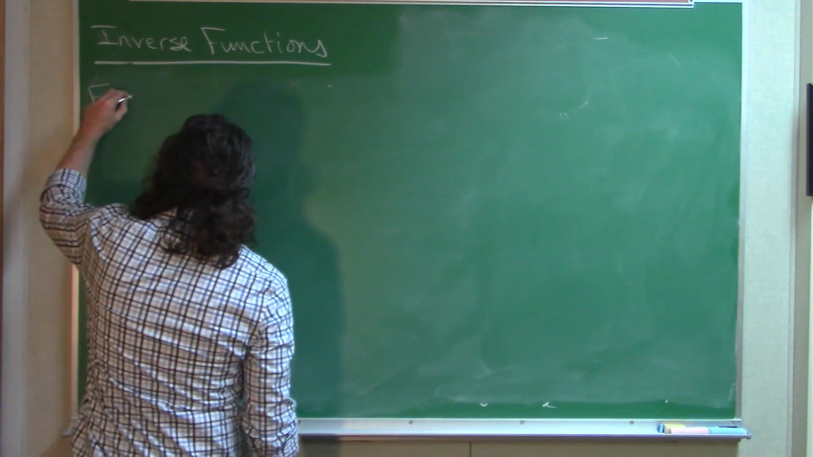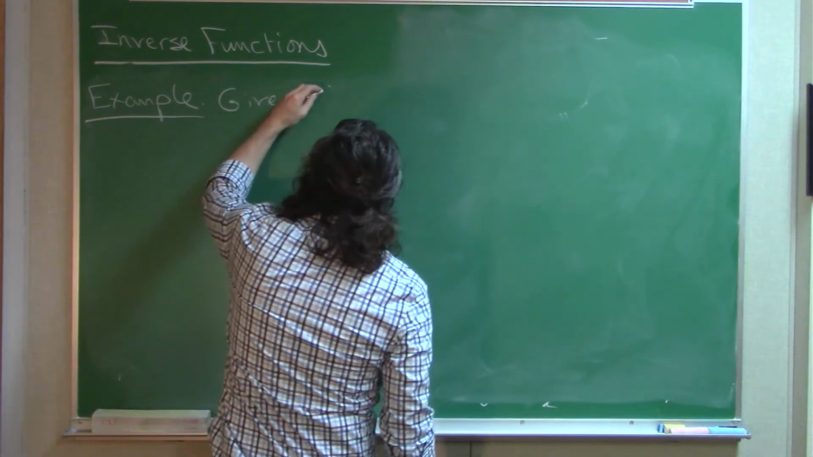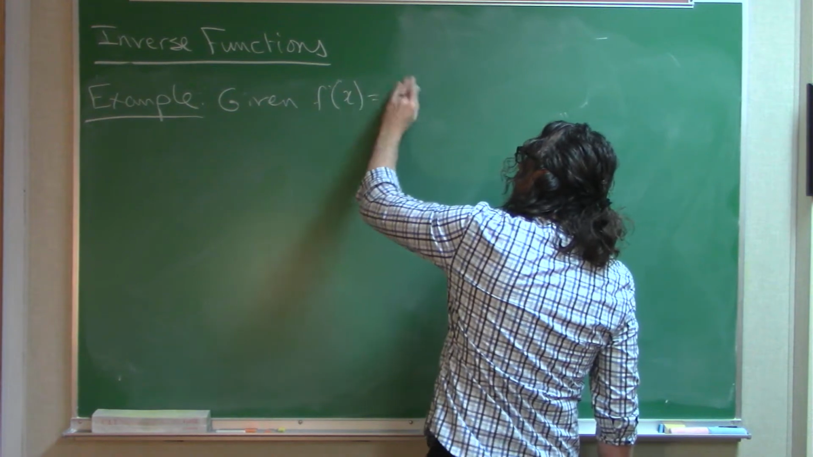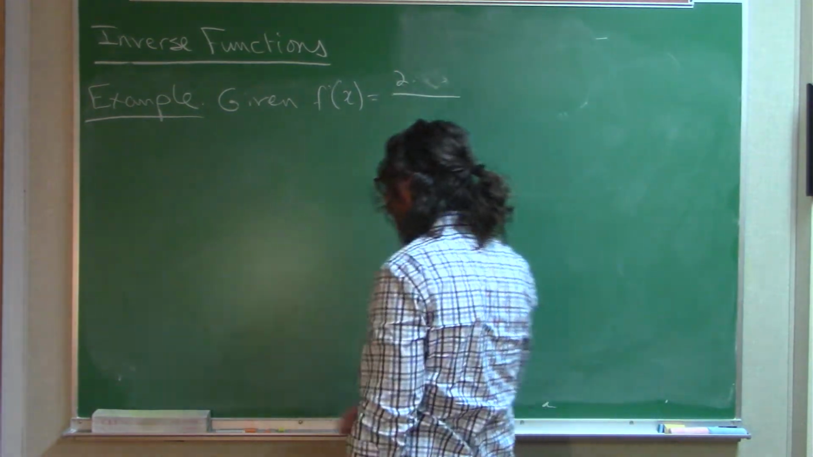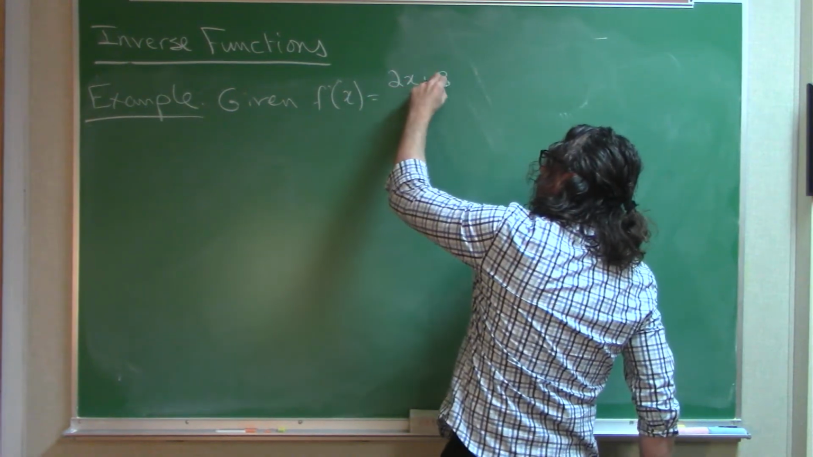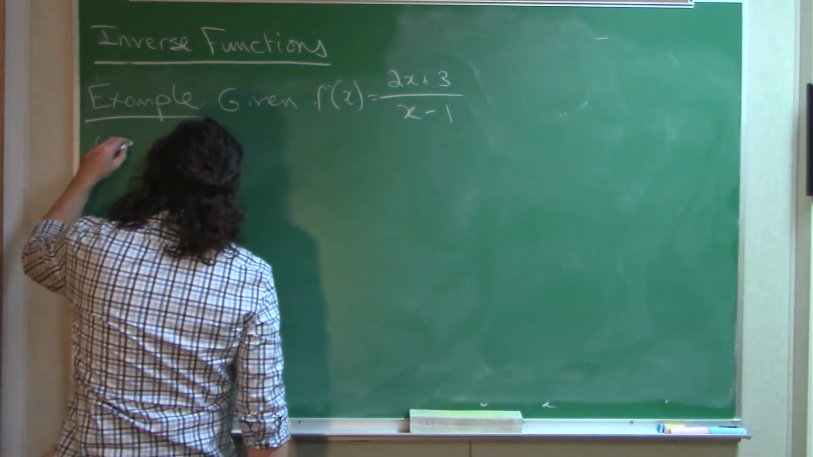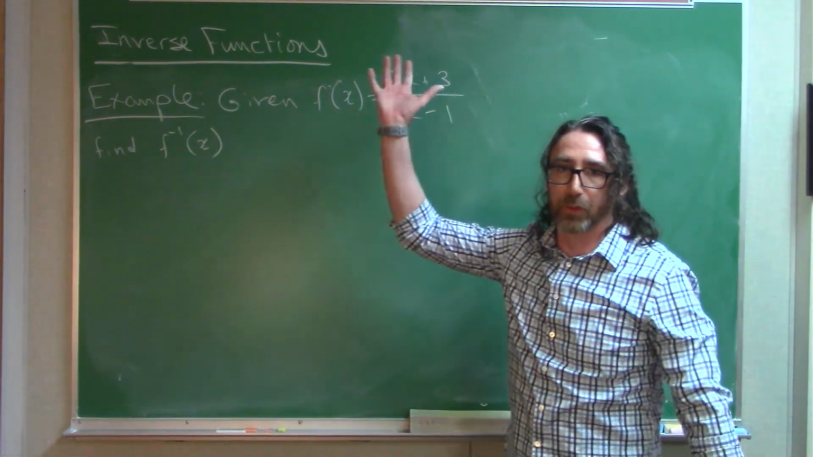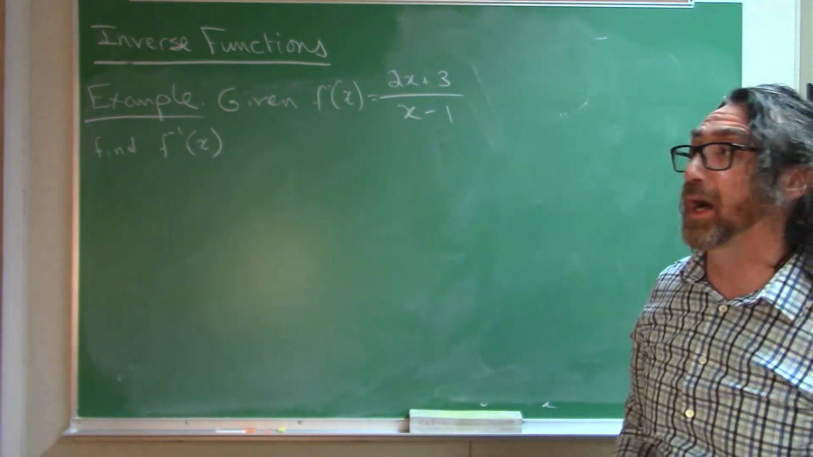Okay, so in this example, we'll say given f of x equals 2x plus 3. Let me throw an x into the denominator and the numerator. 2x plus 3 over x minus 1. Find f inverse of x. So another rational function, a little more complicated. Last time we didn't have x's up top.